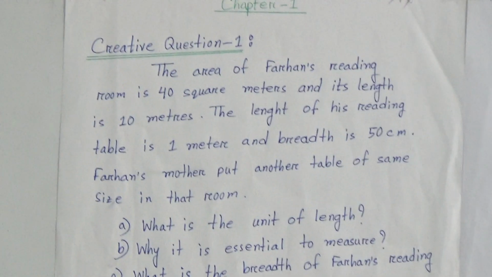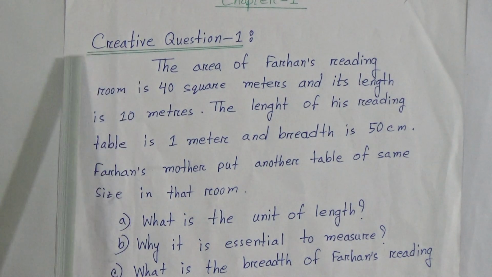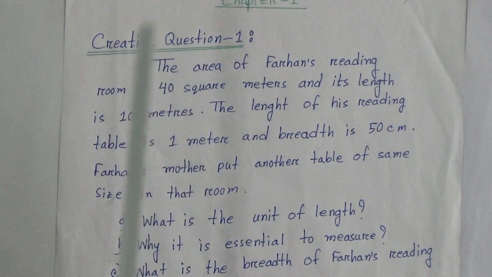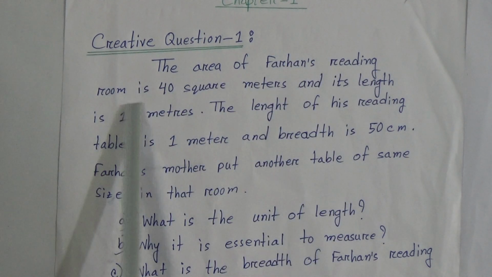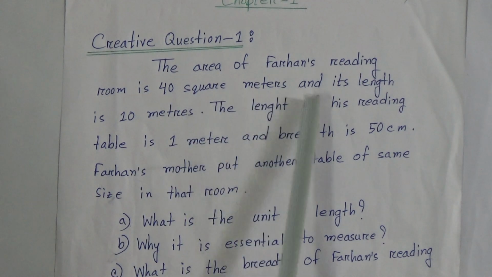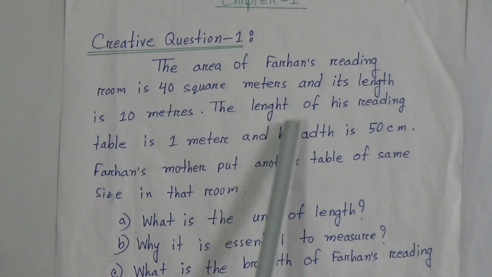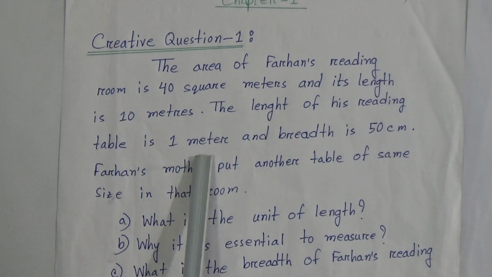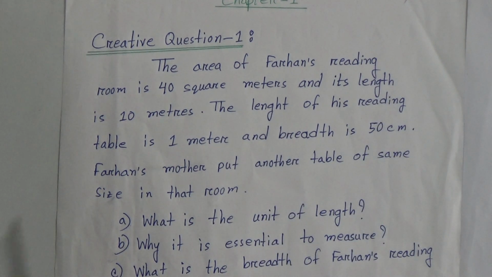Students, I have written here creative question 1 and the answer also. At first, let's see the question. Creative question number 1 here is, the area of Farhan's reading room is 40 square meters and its length is 10 meters. The length of his reading table is 1 meter and breadth is 50 centimeter. Farhan's mother put another table of same size in that room.